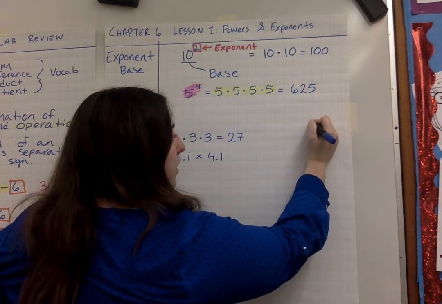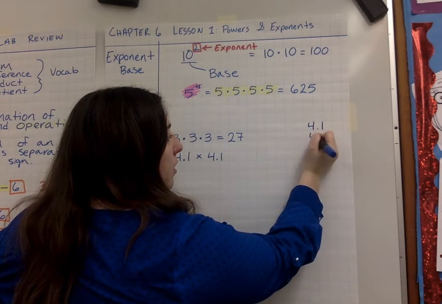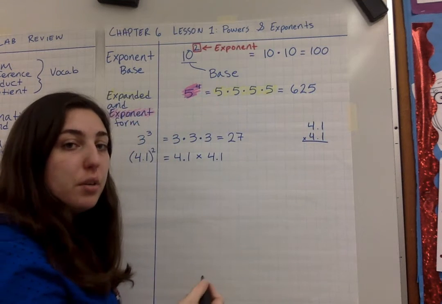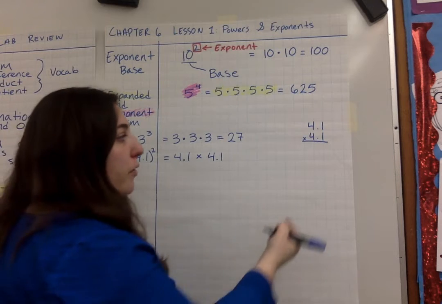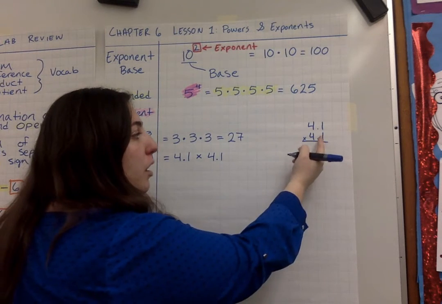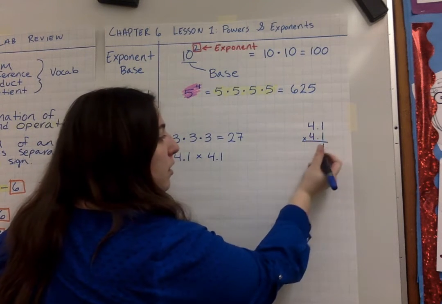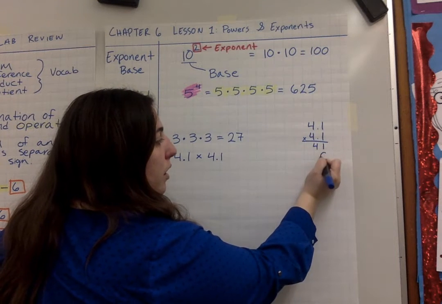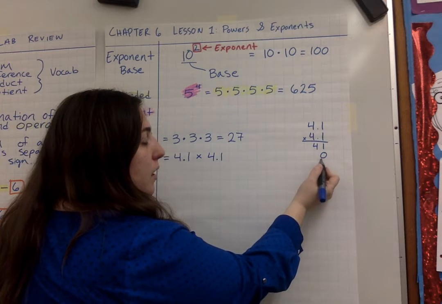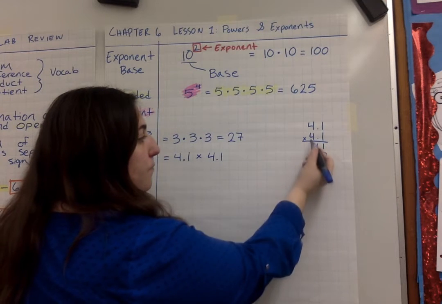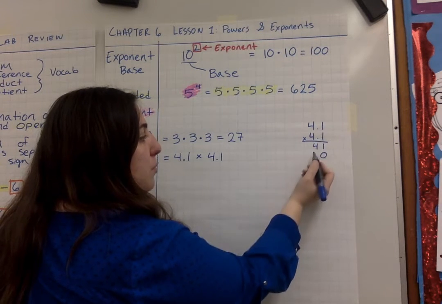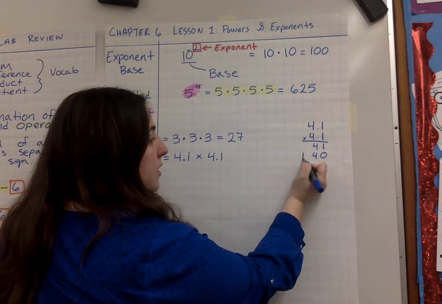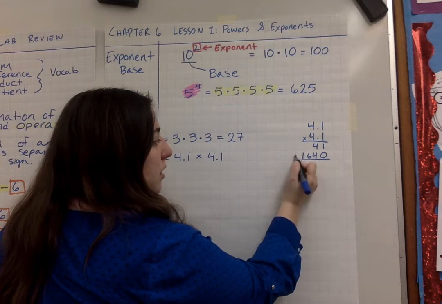If we multiply our decimals, 4.1 times 4.1, this is from a previous chapter. We're going to ignore the decimal for now and just multiply like normal. So 1 times 1 is 1. 1 times 4 is 4. We're going to add a 0 to hold a space. And then we're multiplying 4 times 1 is 4. And 4 times 4 is 16. Add those up.